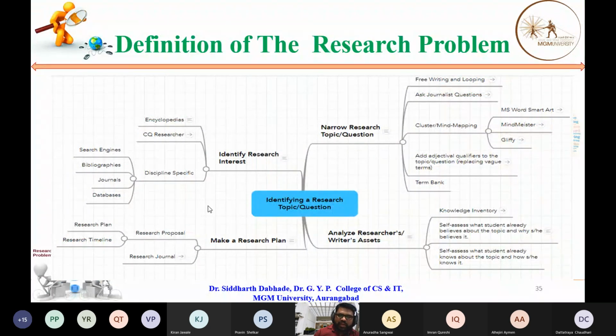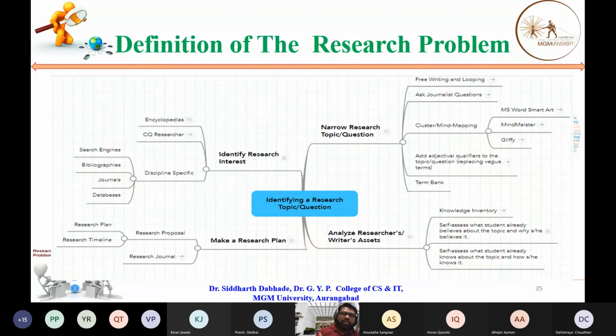So you can identify your research topic or your research problem in this manner. Identification of your research work or your interest: first, you need to understand what your interest is. On that basis, you need to go to the encyclopedia, then try to discuss with your colleagues, make questionnaires, and discuss with the leading researchers. If it is discipline specific, you go to specific searching. You need to use different types of search engines like Google or other engines.